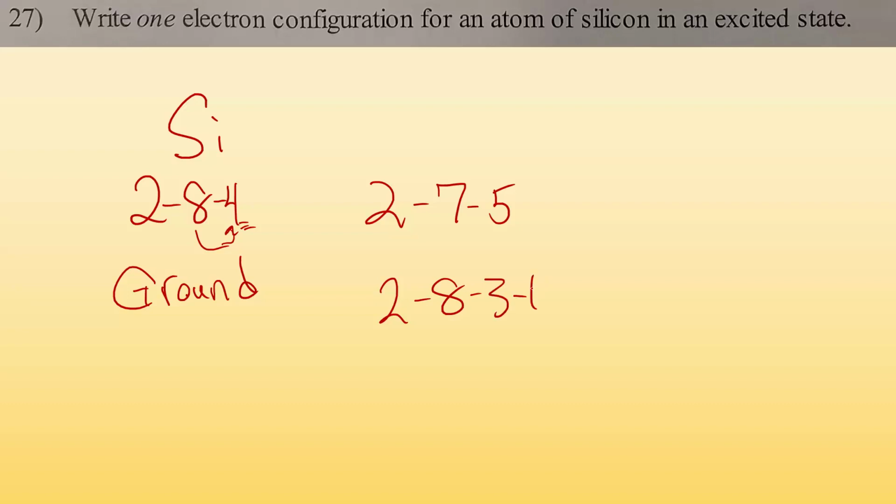2-8-3-1. There's a lot of different things that you can do. You just have to make sure that the first stays maximum 2 and the second is maximum 8. Those are really the things you have to look out for.